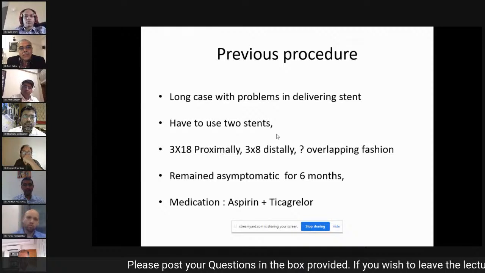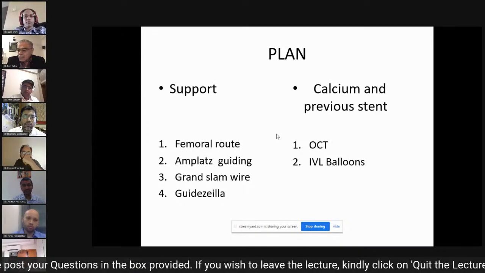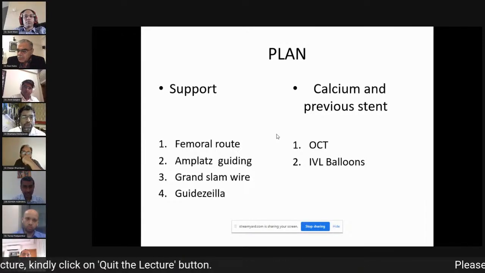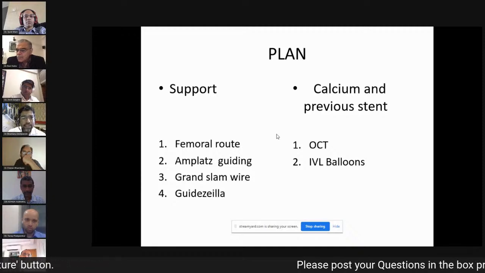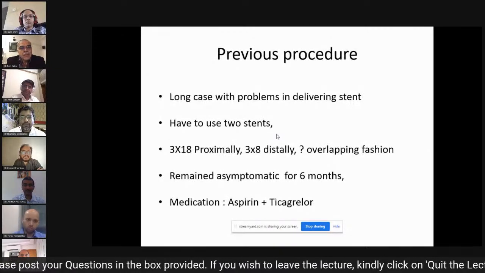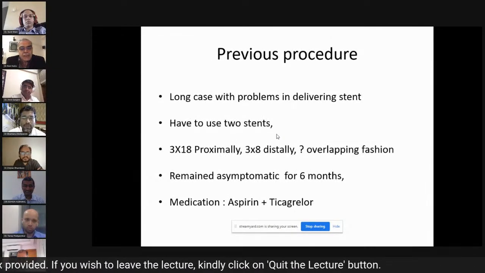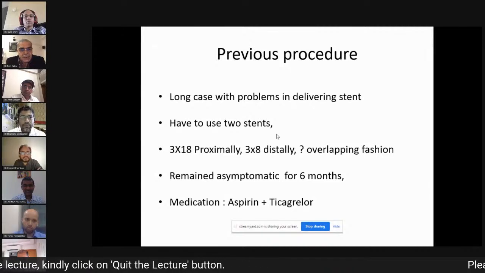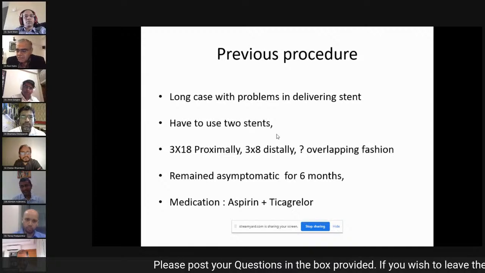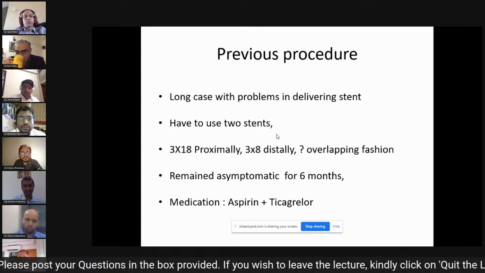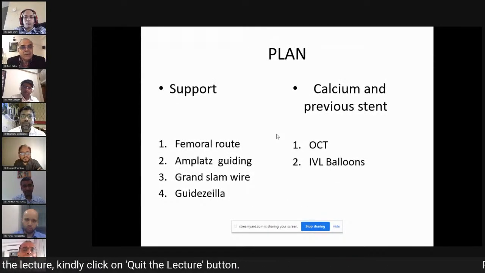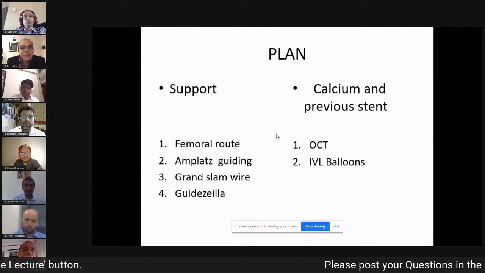So with this history and the angio finding, we anticipated problems. We thought that we would probably require a lot of support. Do you have the previous angioplasty CD? Previous CD was not available, sir. Unfortunately, we had a word with the operator, but the previous CD was not available. But the stents are obviously not overlapping in the present angio. Yes, sir. But he said that he actually did it in an overlapping fashion. So the previous CD was unfortunately not available with us, but he was very clear that there was a lot of difficulty in delivering the stents. So we anticipated the problem.